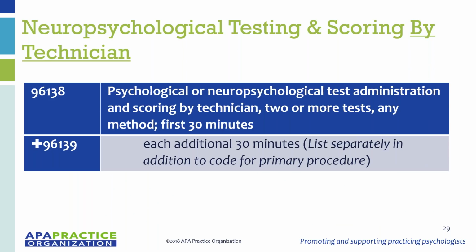If you're a neuropsychologist who utilizes a technician for your data gathering, you'll be using these codes, 96138 and 96139. Base code, 30 minutes, add-on code, each additional 30 minutes. Next.